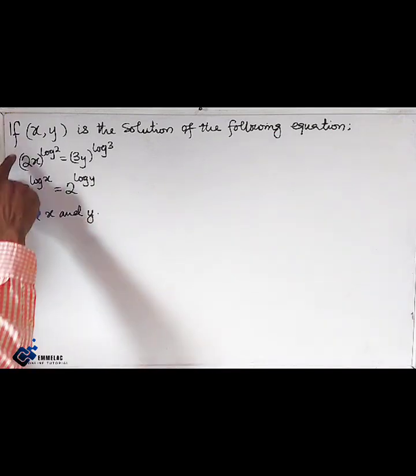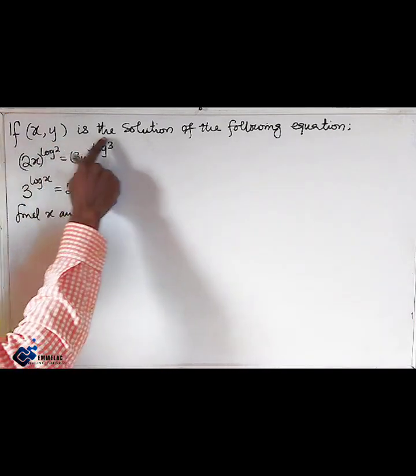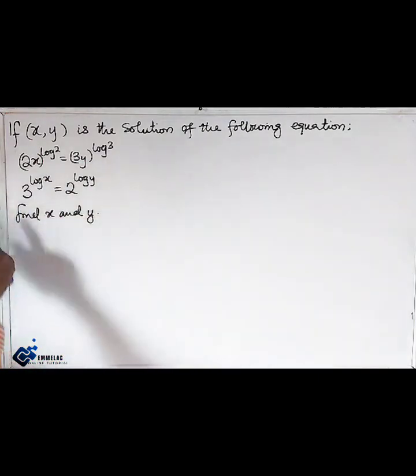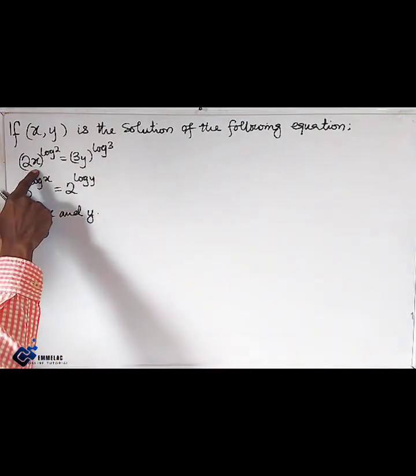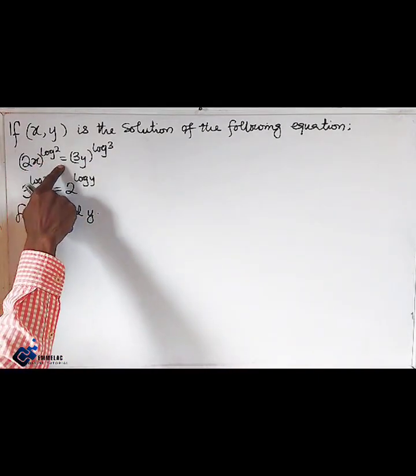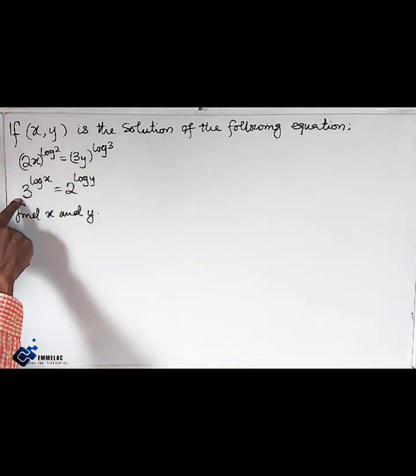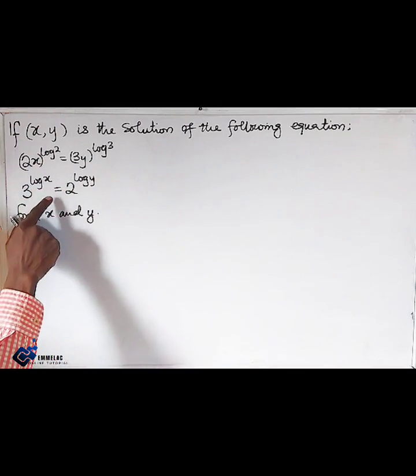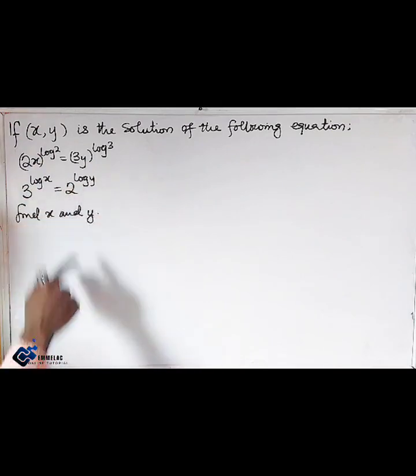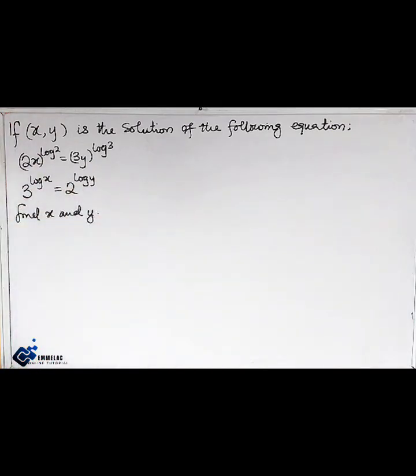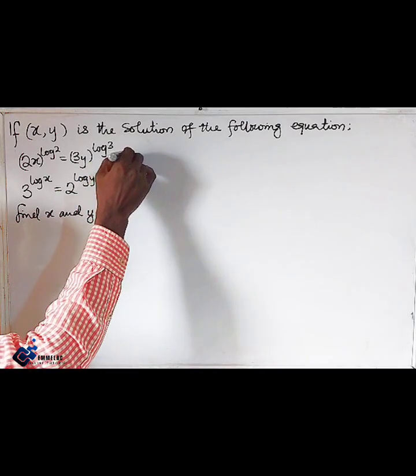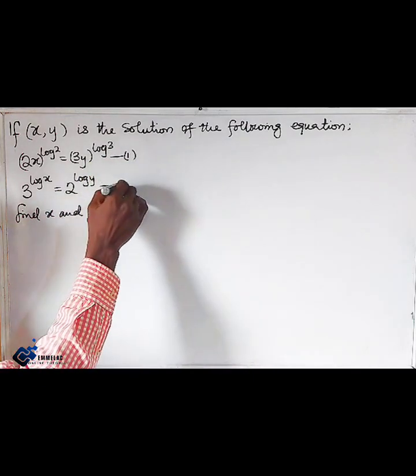Now in this question we are told that if (x, y) is the solution of the given equation, 2x raised to the power of log 2 equals 3y raised to the power of log 3, and 3 raised to the power of log x equals 2 raised to the power of log y, find x and y. Alright, to start with, let's make this equation 1 and let's make this equation 2.